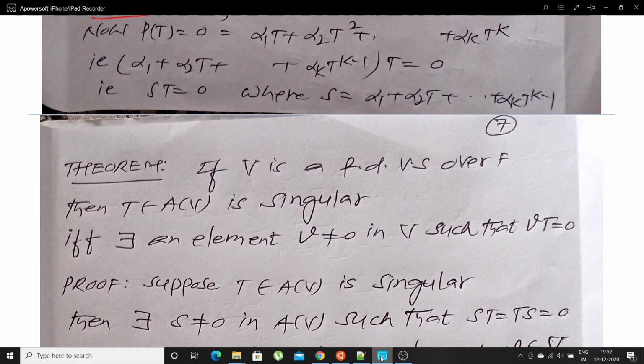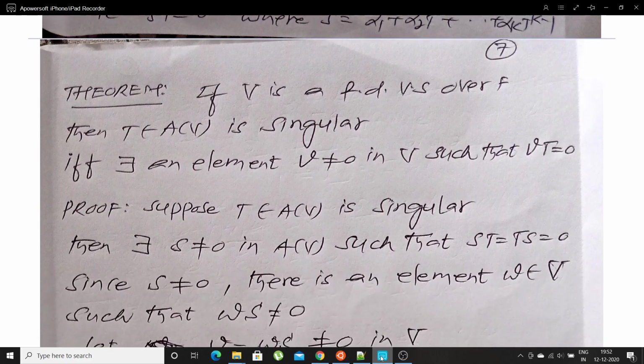Now, another theorem. If V is a finite dimensional vector space over a field F, then there is an element T in A(V) which is singular if and only if there exists an element v not equal to 0 in V such that vT equal to 0. vT means the image of v under T. We denote it by vT equal to 0. Okay, vT means the image of an element under T equal to 0.